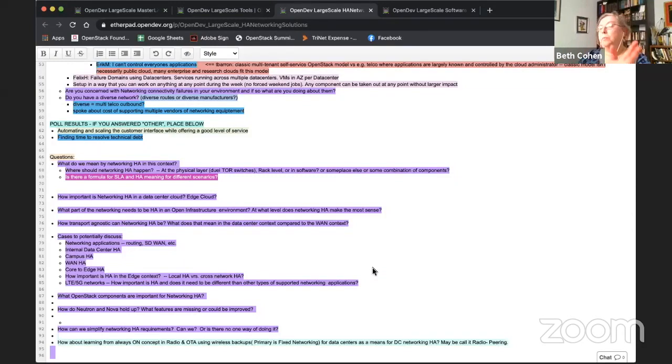So, any other thoughts about how to address the edge? Is it possible to do HA in a mesh form, or some other way that isn't specific at the local level?